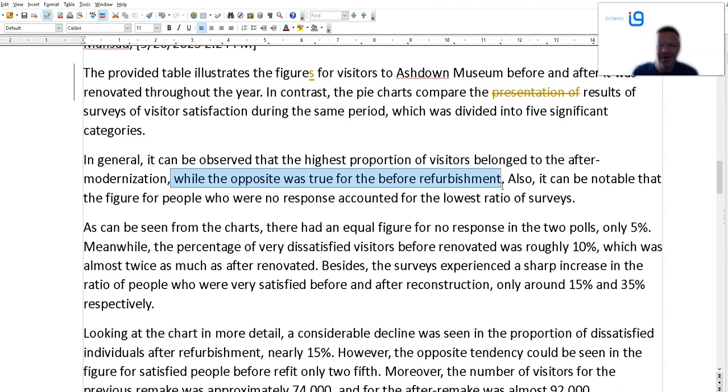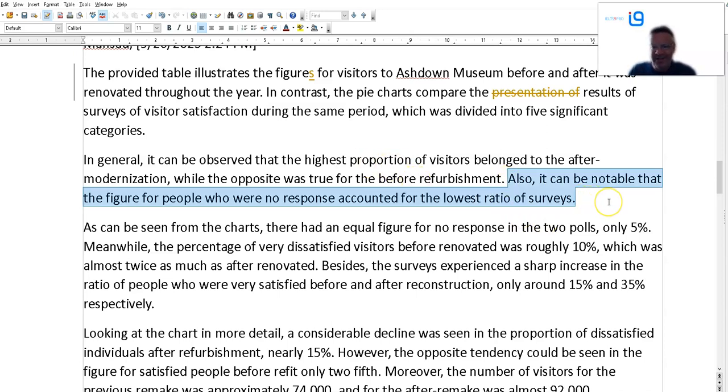So, okay, so this overview doesn't really work. Okay, so we need table and charts, right? So, highest proportion. So the number of visitors increased after refurbishment. Okay. Also, the number of dissatisfied people went down. The number of people who were satisfied went up by quite a lot, quite a high margin. Then you've got this little thing, that's only 5%.